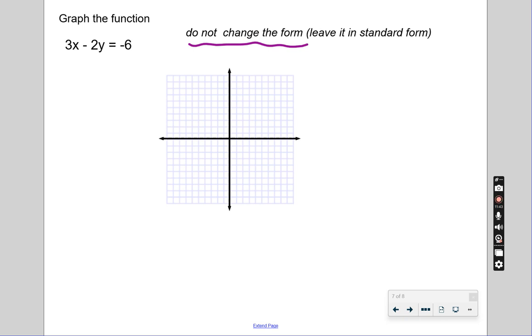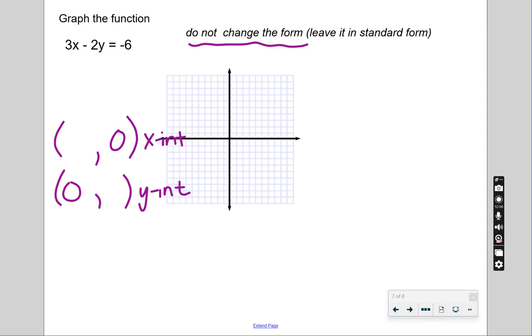What could make this easier is, well, before we get there, let's talk about intercepts. What's special about the x-intercept? Y equals 0, so I could put a 0 right here, right? What about the y-intercept? What do we know about that? X is equal to 0. So what I'm going to do is plug in 0 for the x and the y, and then solve for the other one, and it should give me the intercepts.